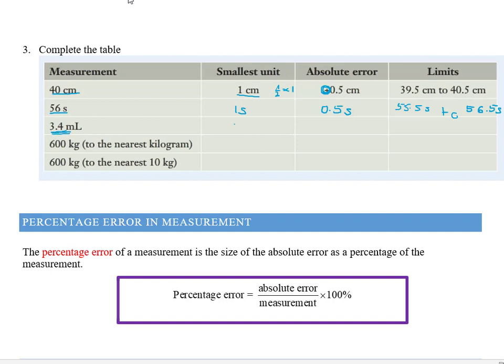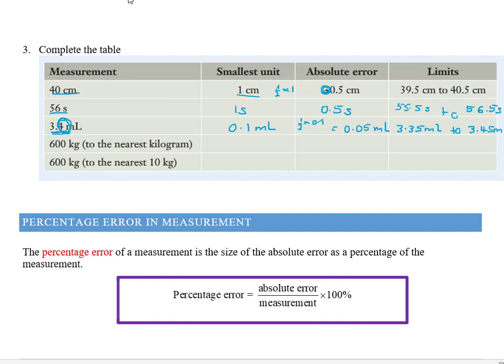Now, if I look at the next one, it's 3.4 millilitres. The smallest unit is 0.1 of a millilitre because it's measured to 1 decimal place. The absolute error is half of that, which is 0.05 millilitres, and your calculator will give that to you. So the lowest limit must be 3.35 millilitres, and the upper bound must be 3.45 millilitres.